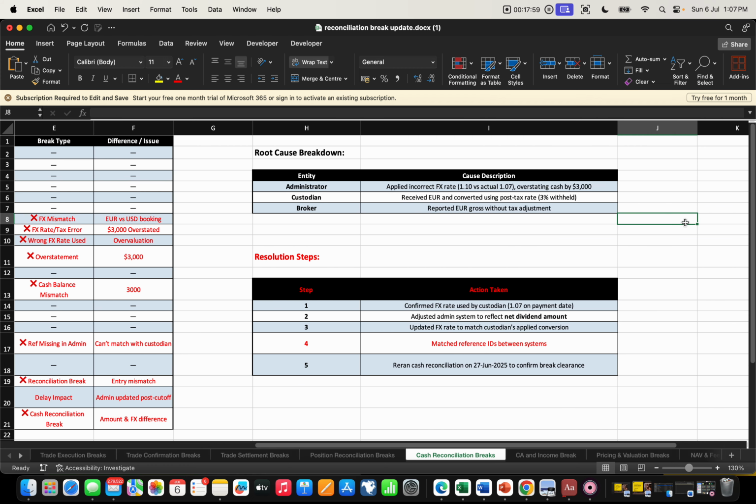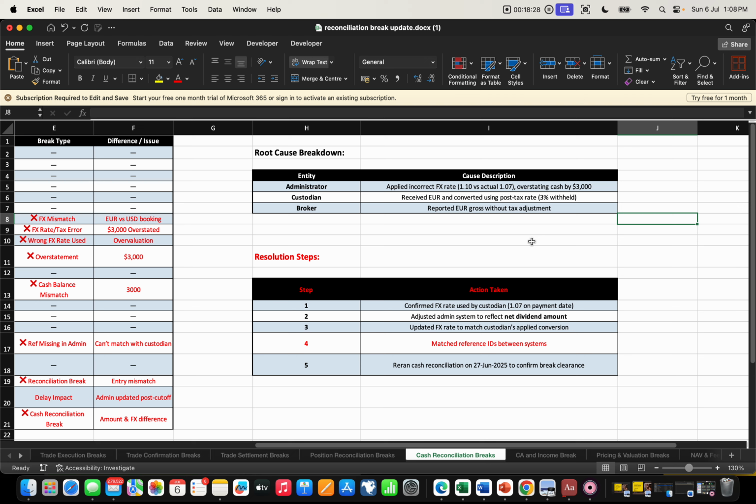The root cause of this break is the incorrectly applied FX rate, 1.10 versus the actual 1.07, overstated by 3,000. This is the root cause. The custodian received euro converted using the post-tax rate with 3% withholding tax. So the custodian is reflecting a different amount, and the broker reported in euro, so everybody is reflecting something different.